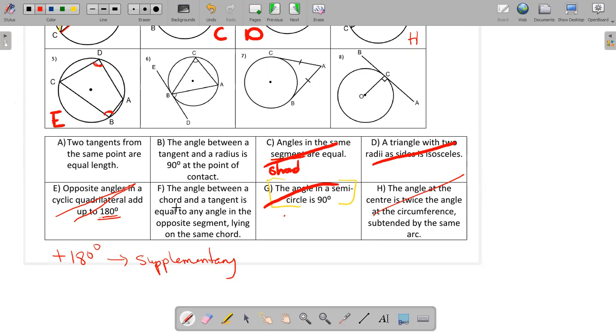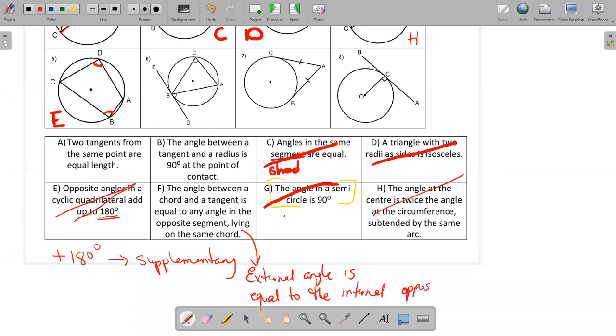The angle between a chord, and you should know that this is your chord here, and your tangent, so this is your tangent here. So the angle they're talking about is this angle here. What they're saying is that this angle is equal to the angle... I don't like this rule. I usually give my students the shorter version. The shorter version is: the external angle is equal to the internal opposite.